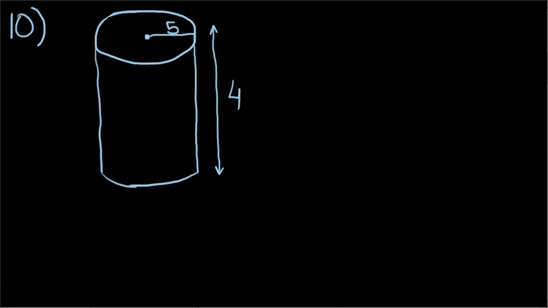Today, let's continue in number 10. A right circular cylinder with radius 5 and a height 4 has volume V. In terms of V, what is the volume of a right circular cylinder with radius 5 and height 8?